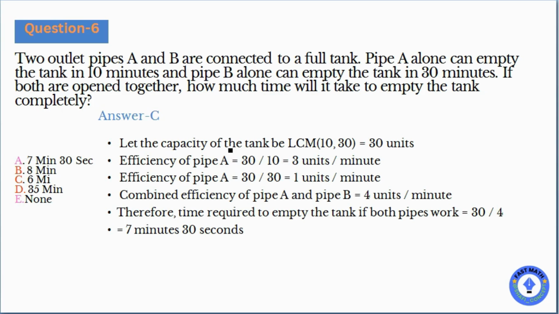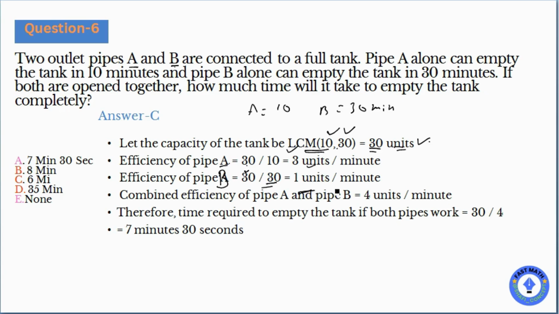Let's move to the answer. As you know, first of all, you check out the efficiencies of A and B. What to do? Let's go for the LCM. A is 10 minutes and B is 30 minutes. As per the problem given, the LCM of both is 30 units. The efficiency of A will be 30 divided by 10, that is 3 units. The efficiency of B is 30 divided by 30, this is 1 unit.